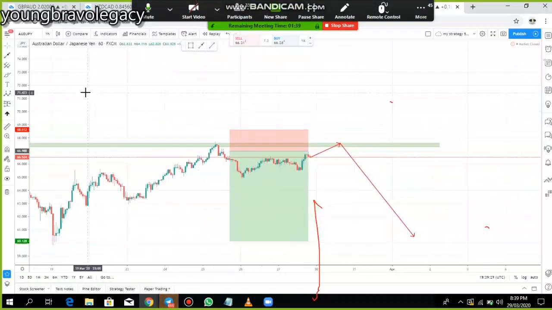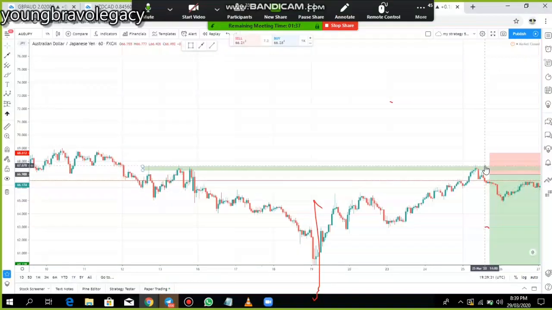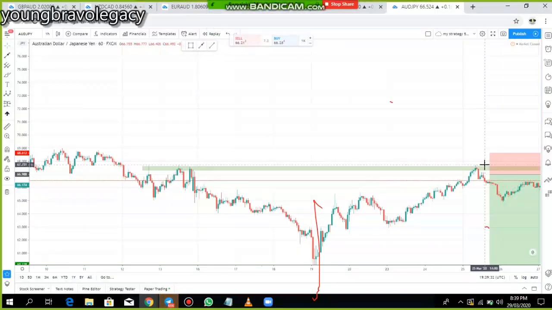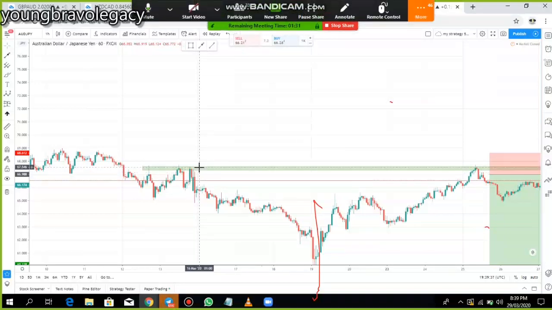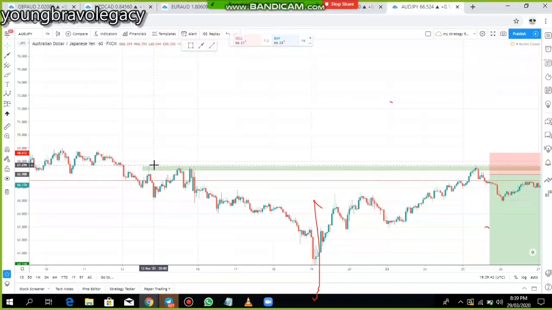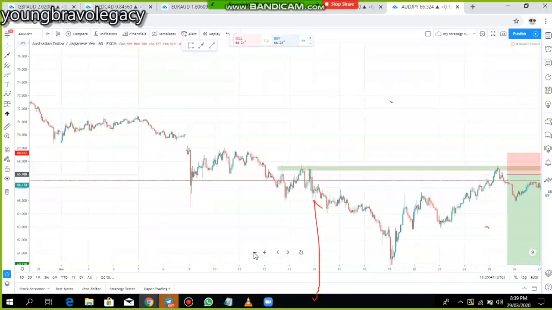Now look, this is AUDJPY. See where the price rejected from here. It rejected from what? 67731. Now price rejected from what here? From 67546. Price rejected here from 67731. Price rejected here from 67690. You can see that it's not an exact price.